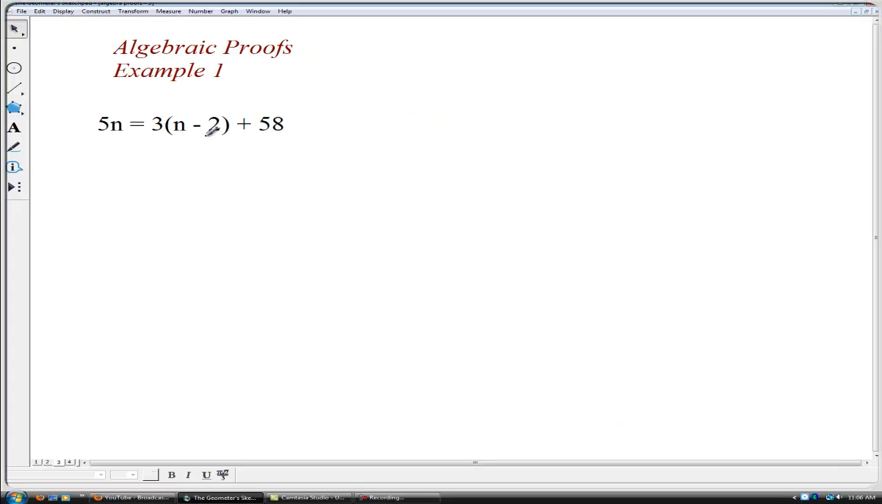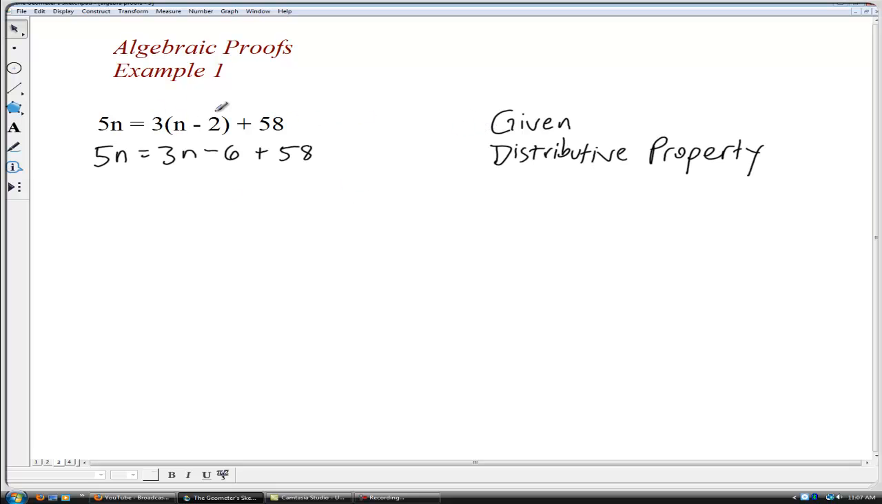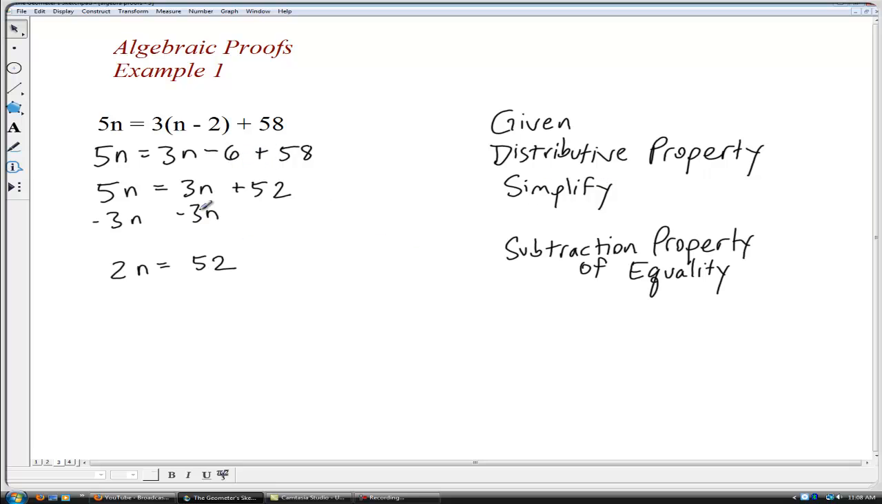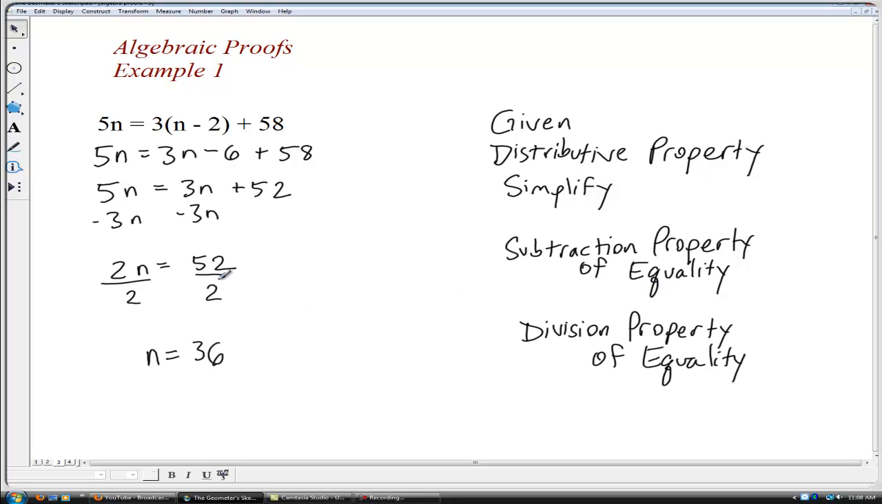Let's do an algebra proof. This is our given information, or our given equation. 3 was distributed. Distributive property. Later this will be abbreviated. Combining like terms, simplify. Subtract 3n from both sides. Subtraction property of equality. Divide both sides by 2, division property of equality. Box my answer. So again, what we've done is proven our conclusion.